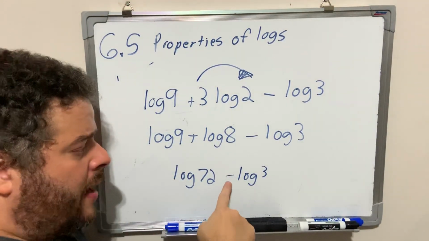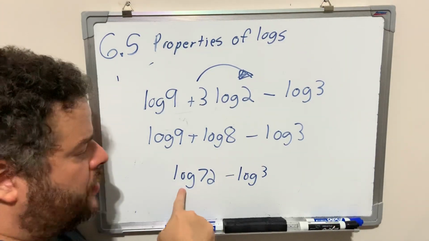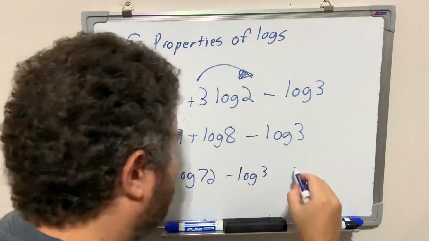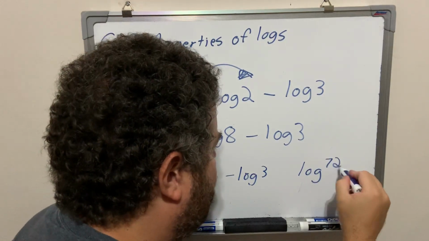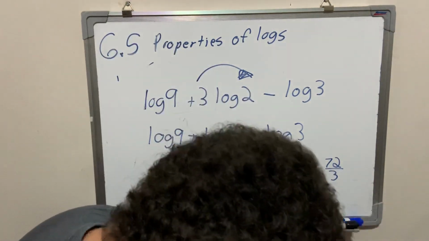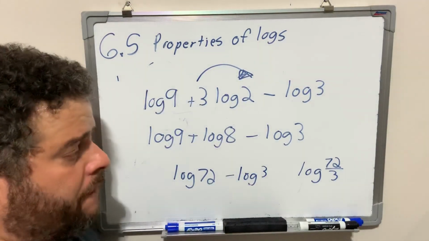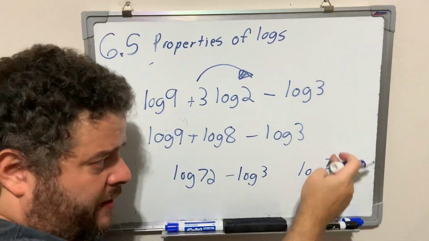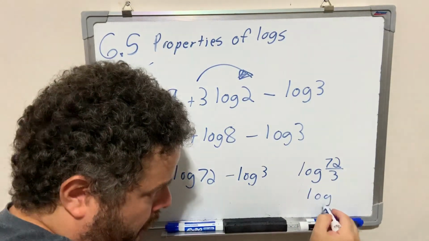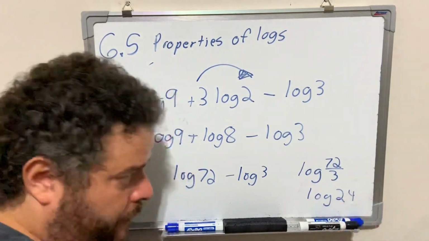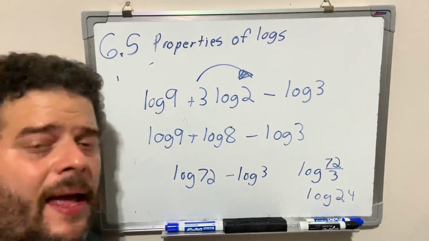What do I do now? There's a subtraction between logs. I'm going to end up with log 72 over 3. To finish, you're going to simplify this division. Again, when you simplify this, you end up with log 24. Common log 24. And that's it.